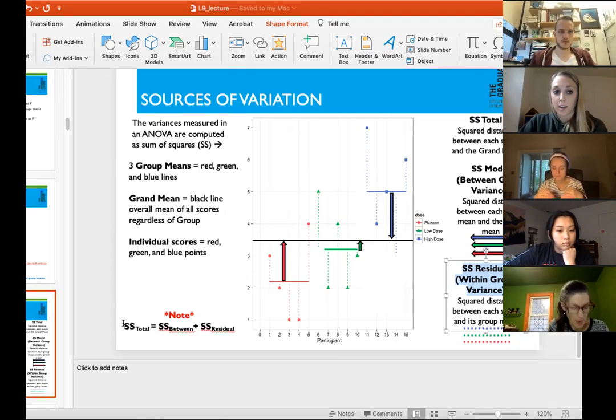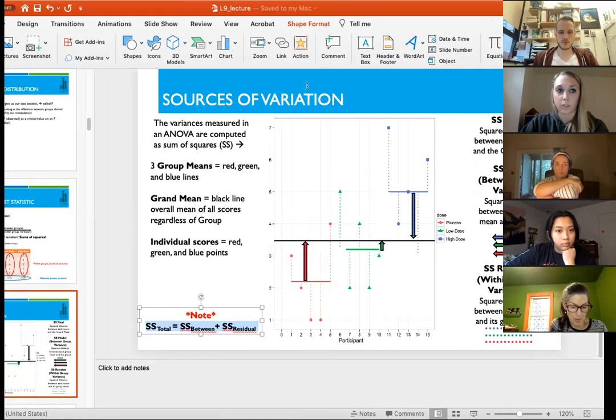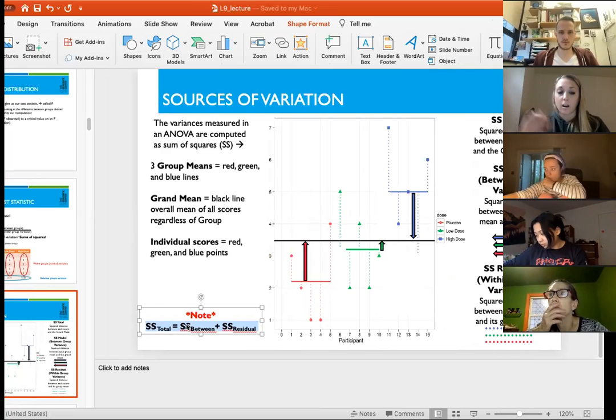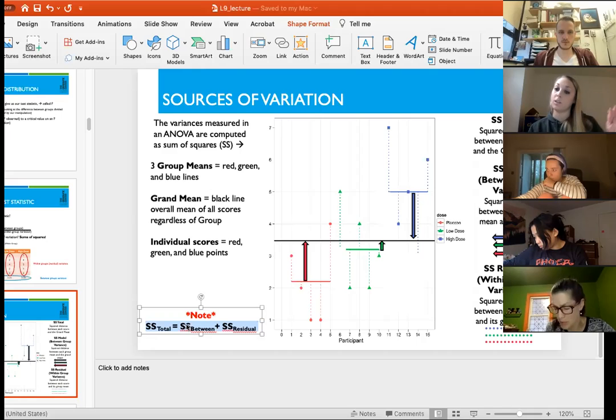So what you should end up with, and one way you can check if you're ever doing this manually, is your sums of squares total should equal your sums of squares between plus your sums of squares within, or residual, because the total is all the variability in your data. All we're doing is partitioning it. We're just separating it into variability we can explain, variability we cannot explain. So are there any questions on this?